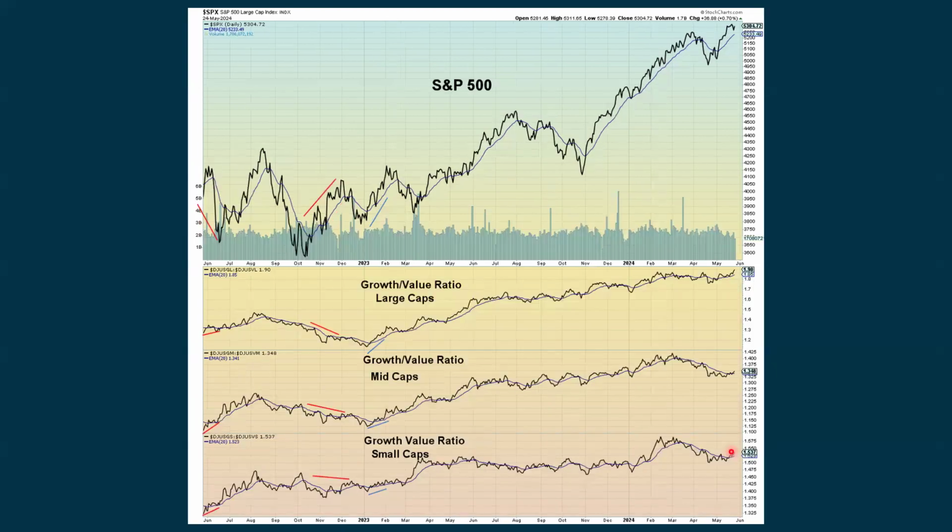Then another way to look at this is just across the different indexes. We already looked at large cap growth to value. That's looking better. We're coming up above the moving average with the mid caps, but the moving average is still going down. And we're seeing a little bit of an improvement with a bit of a turn up here with the moving average when we look at small cap growth to value.